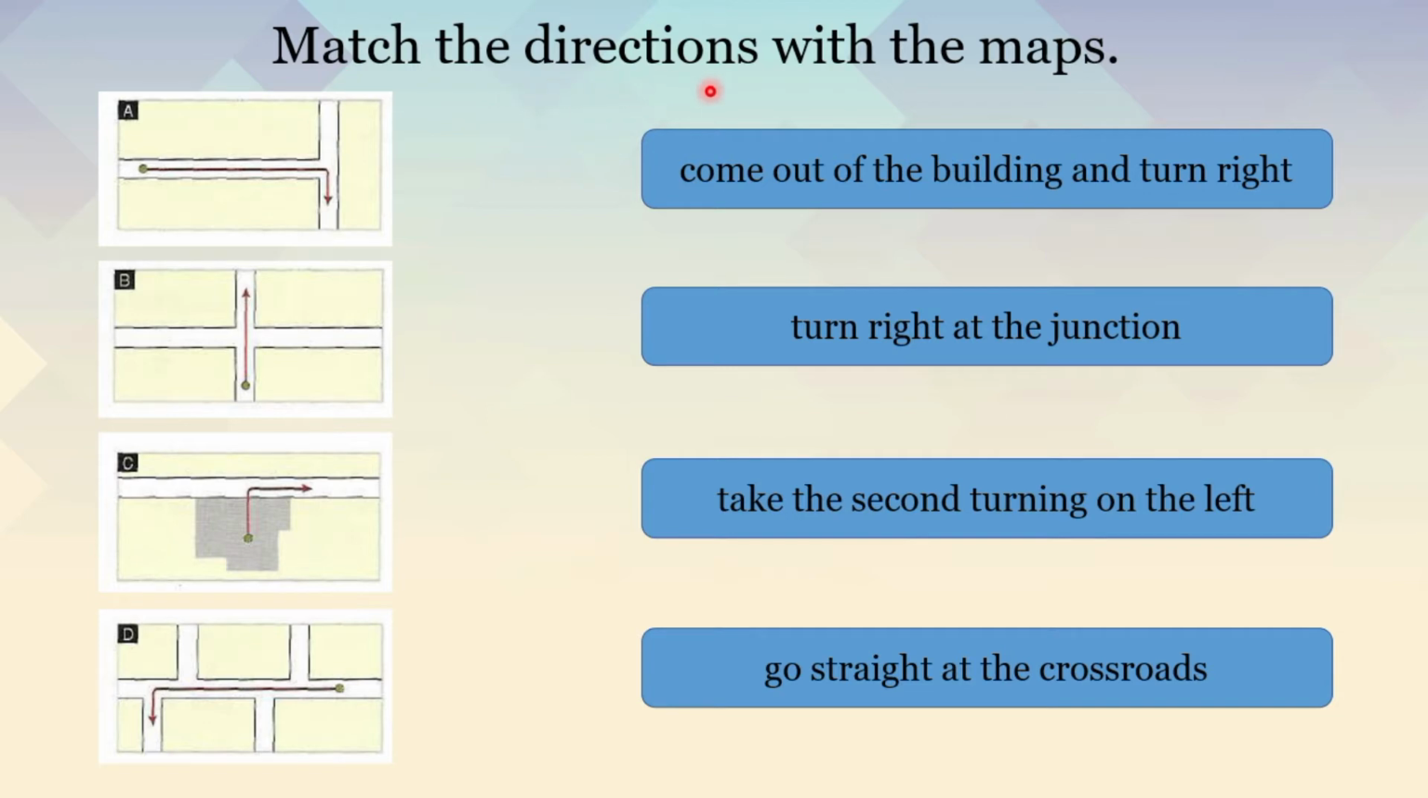Match the directions with the maps. We have the map here and the directions. Now pause the video, read through the directions, and then match them with the maps. Okay, let's check the answers. Turn right at the junction. This is the junction, then turn right.